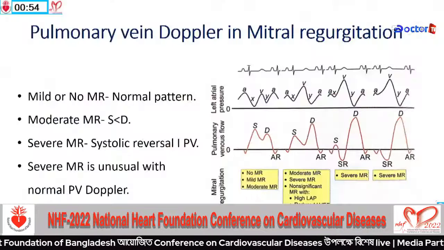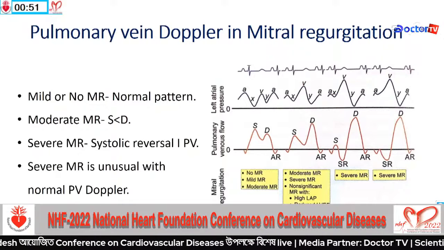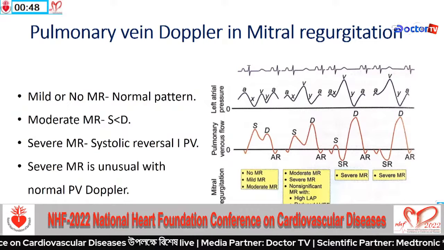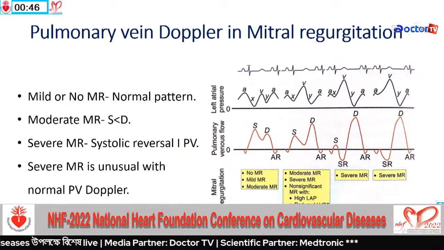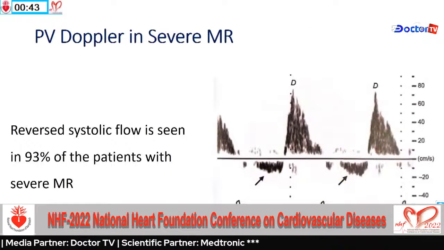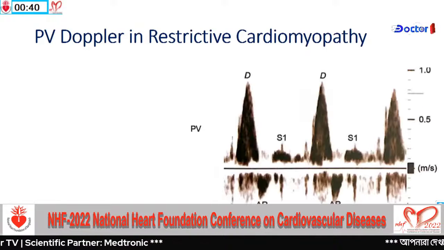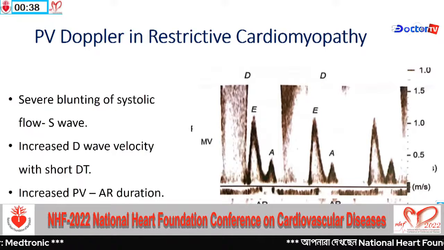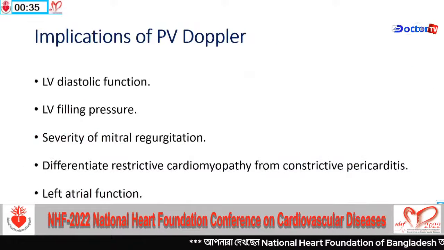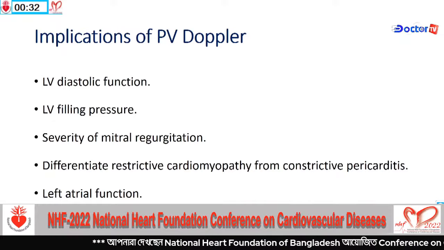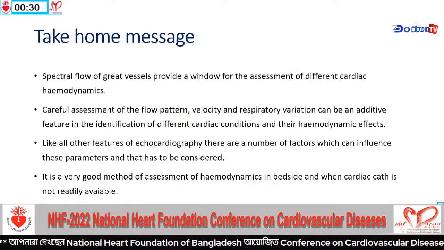Another important thing in pulmonary vein Doppler is mitral regurgitation. There will be a systolic reversal of the pulmonary vein flow, which indicates severe mitral regurgitation. In the absence of this systolic reversal, this is unlikely to be severe mitral regurgitation. Many times we fail to recognize severe mitral regurgitation. In that case, pulmonary vein flow reversal is very important. So in these cases, the pulmonary vein Doppler is very important to identify the diastolic function, to identify severe mitral regurgitation, and to know the LA function.